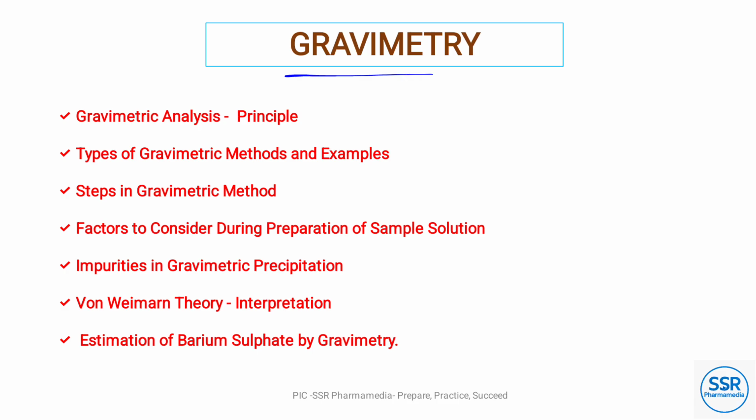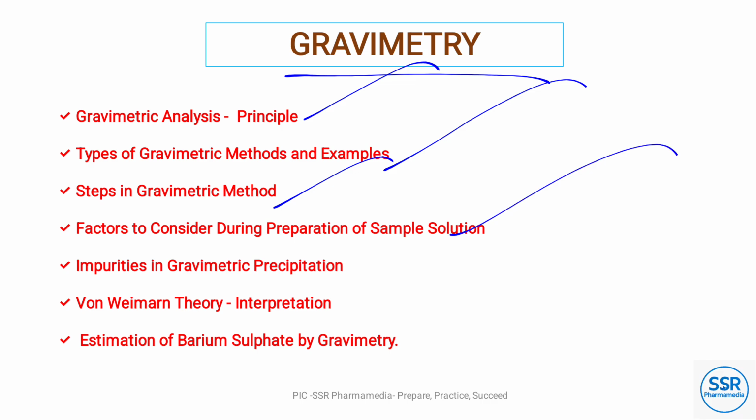Under the gravimetry topic, we are going to cover gravimetric analysis and principle, types of gravimetric methods and examples, steps involved in the gravimetric method, factors to consider during preparation of the sample solution, impurities in gravimetric precipitations, von Weimarn theory interpretation, and estimation of barium sulfate by gravimetry.